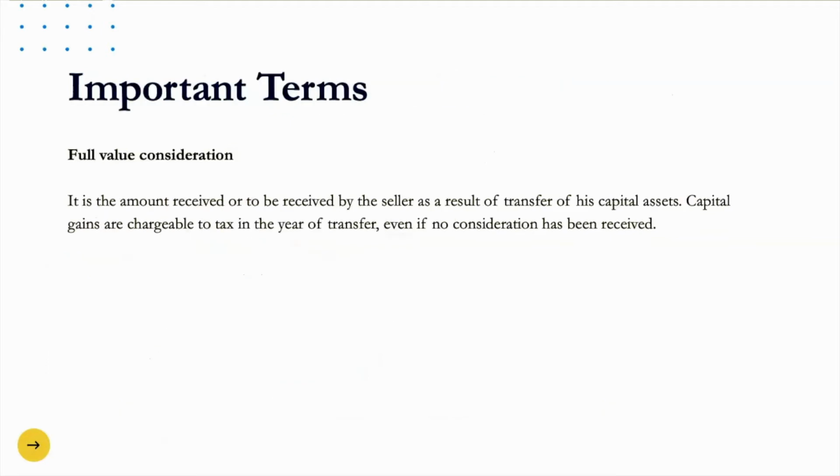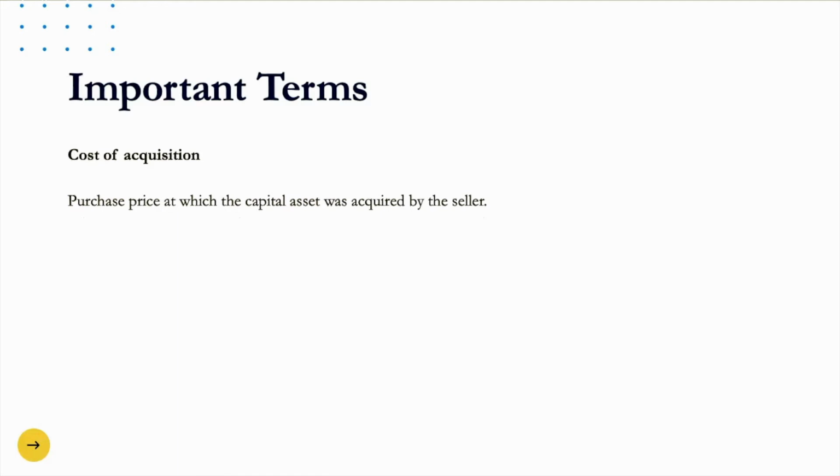Now there are a few important aspects which we need to understand before understanding how to calculate long-term capital gains and short-term capital gains. First is full value of consideration. What is full value of consideration? This is your sale value. It is the amount received or to be received by the seller in respect of the sale of a capital asset. Even though you have received it in this year or partly in the next year, you will have to consider the entire sale value while calculating the capital gains.